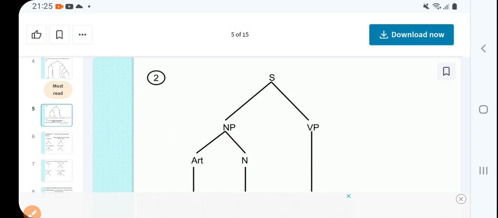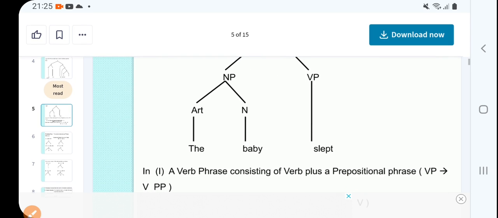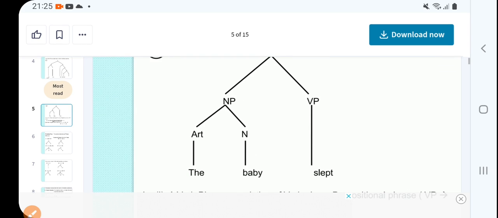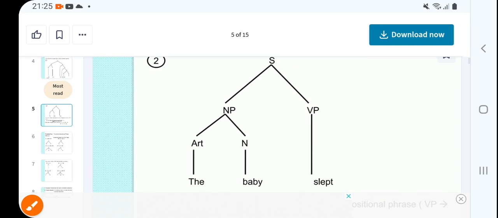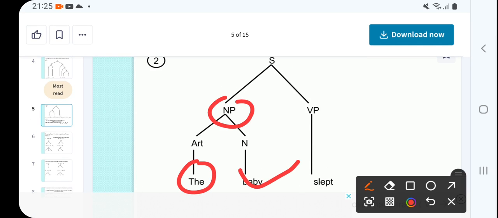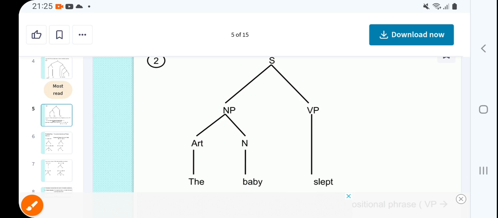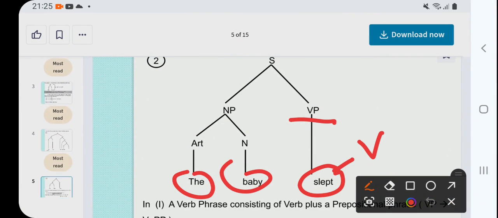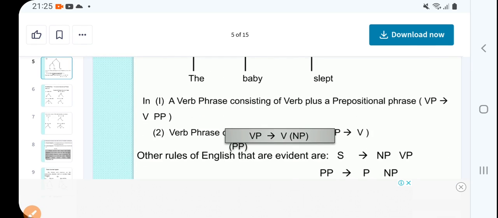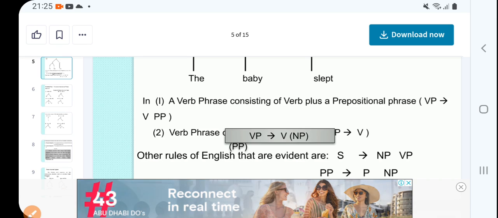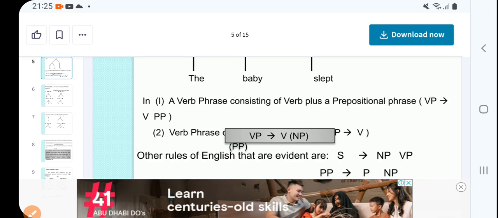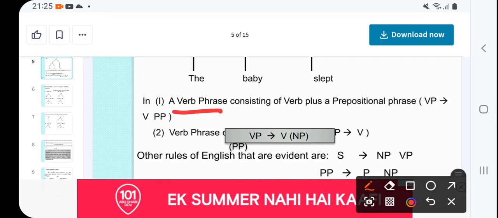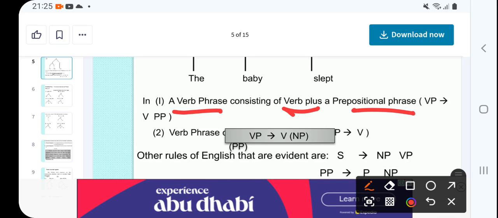Now here is another example sentence: noun phrase, then verb phrase, right? The baby slept. You must have noticed that this is the noun phrase where an article is there: the baby. But the verb phrase is simple, just one word, a verb. That is called a verb phrase, right? Now, a verb phrase can also consist of a verb plus a prepositional phrase, right?